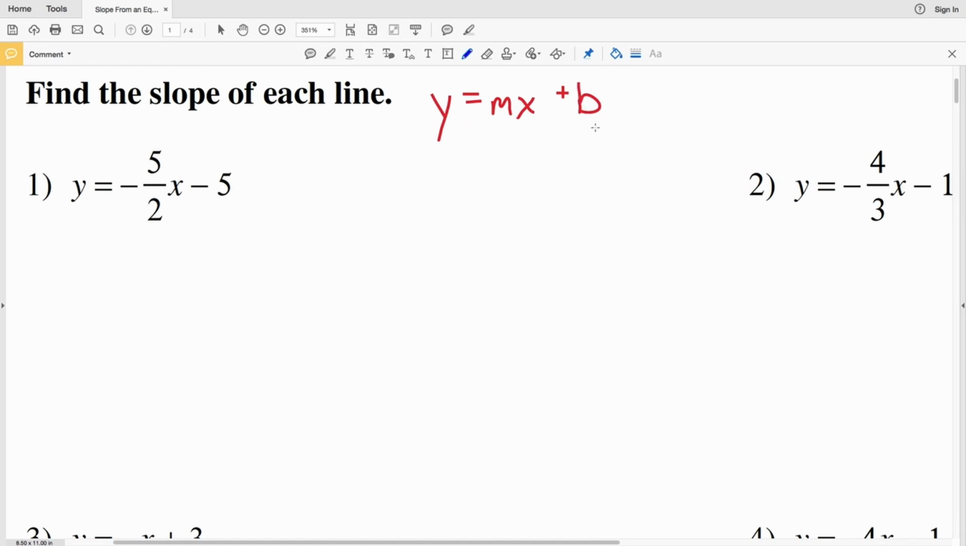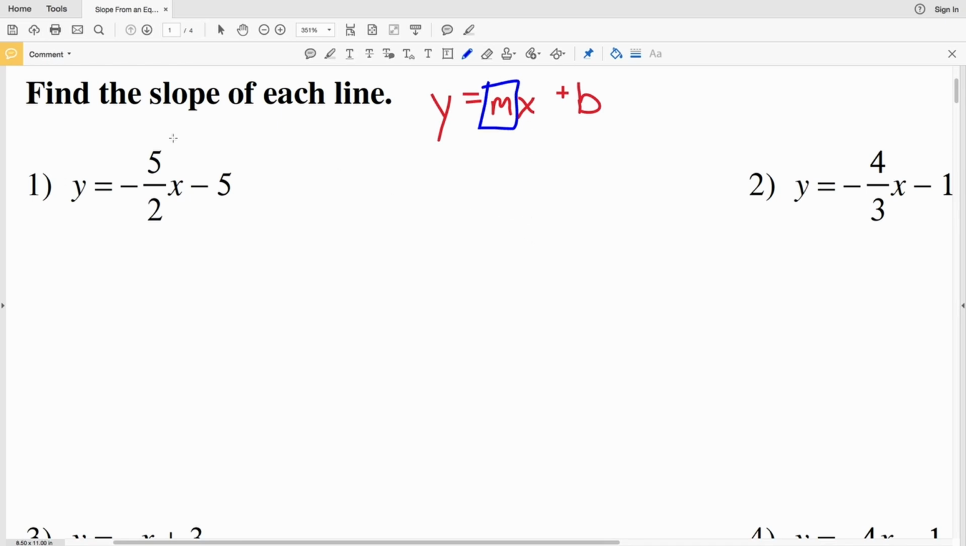So for y equals mx plus b, y and x are your variables, which when graphing would be a coordinate, x comma y. B is your y-intercept, so where this line intersects the y-axis, and m is the slope.